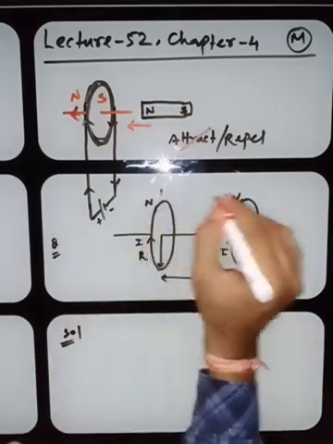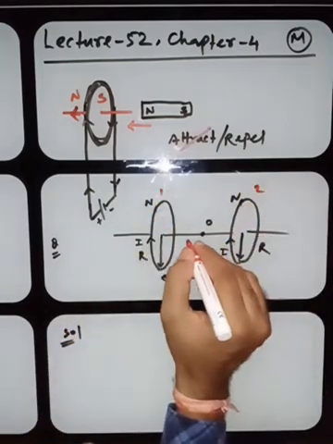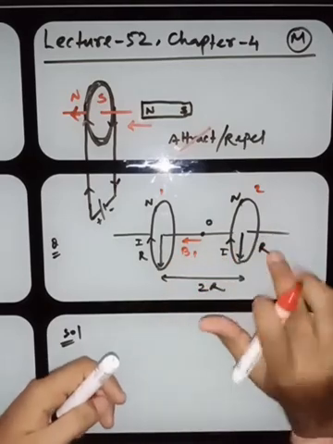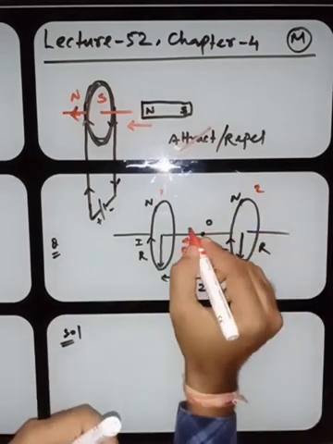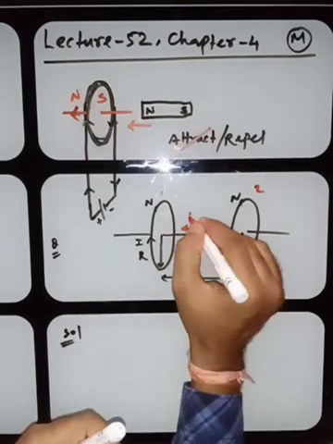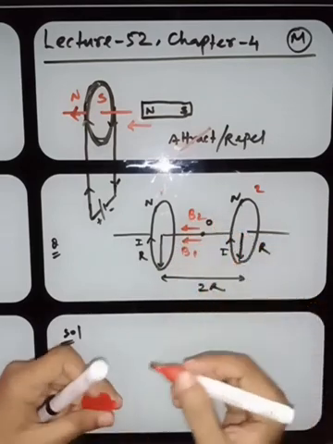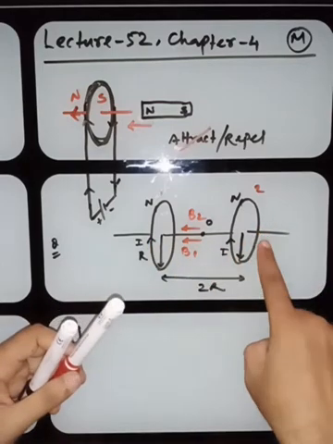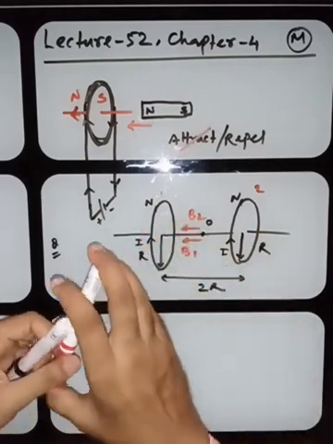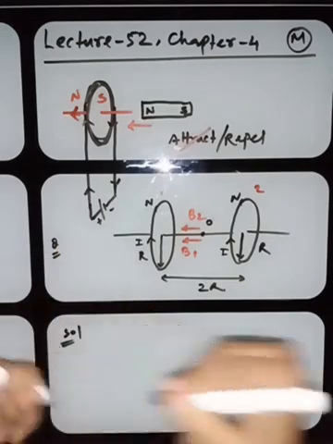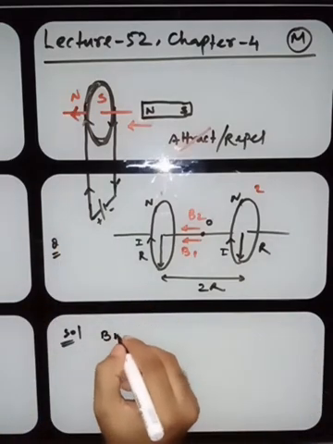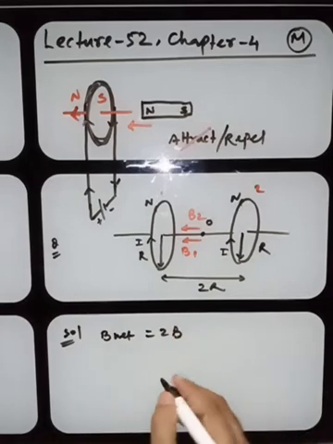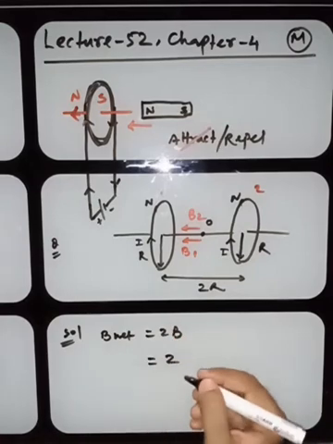Suppose this is coil 1 and this is coil 2. Here the magnetic field due to 1 is B1 in this direction, and due to this one also in the same direction because the current is the same, so B2. All the specifications are the same, even the distances are the same, so B1 and B2 will have the same magnitude. So B net we can write as twice B.